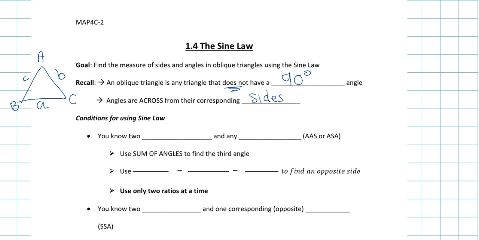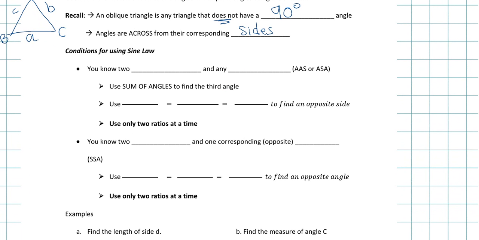So, if you know two angles and any side, then you can use sine law. They tell you here angle, angle, side, or angle, side, angle. That's what it means with these AAS, but it doesn't matter. As long as you know any two angles and a side in an oblique triangle, you can use sine law.